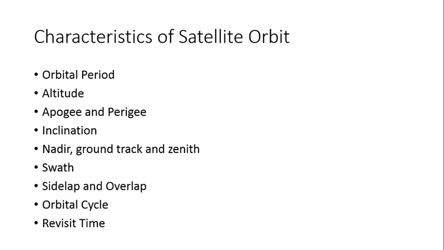Now, orbital period. What is orbital period? The time taken by a satellite to complete one revolution in its orbit around Earth is called the orbital period. It varies from 100 minutes for a near polar Earth observing satellite to 24 hours for a geostationary satellite. So, depending on the type of orbit you select, the orbital period varies.